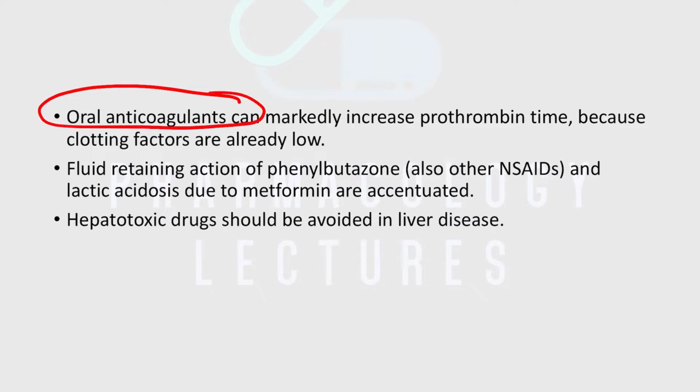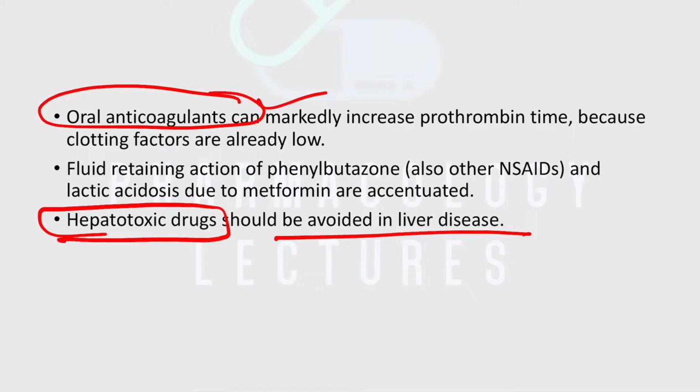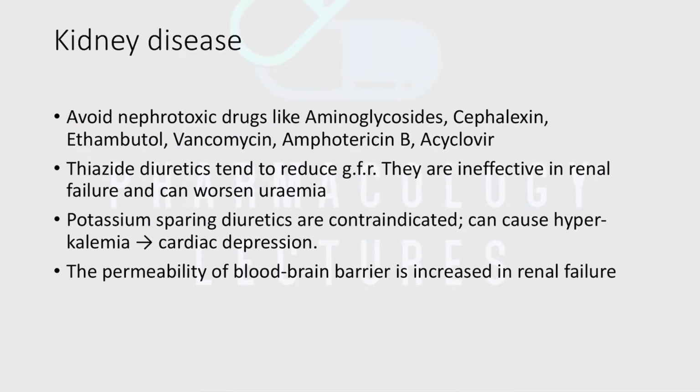Some drugs like oral anticoagulants mainly work on the coagulation factors, and these factors are actually made in the liver, and the liver is already damaged. These clotting factors are already low, so there are high chances that this can produce side effects. So these are the things that you need to keep in mind; these are some of the examples. And obviously hepatotoxic drugs, which actually damage the liver, should be avoided, otherwise they will worsen the condition.